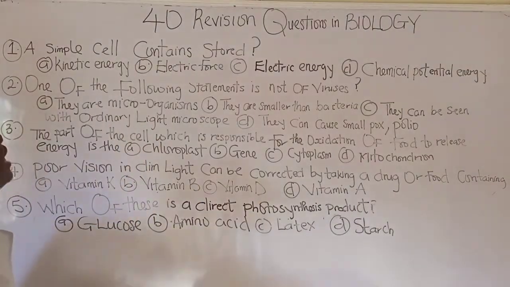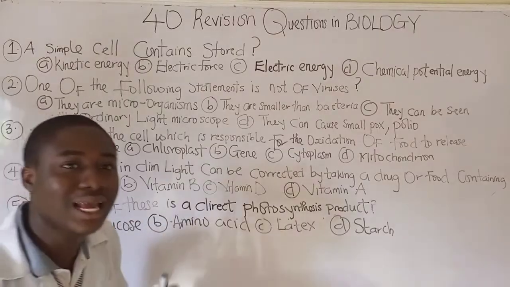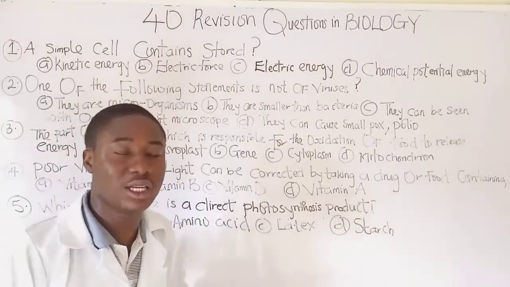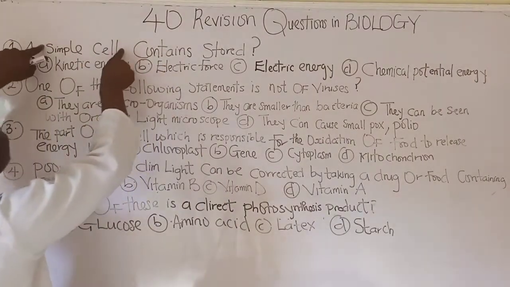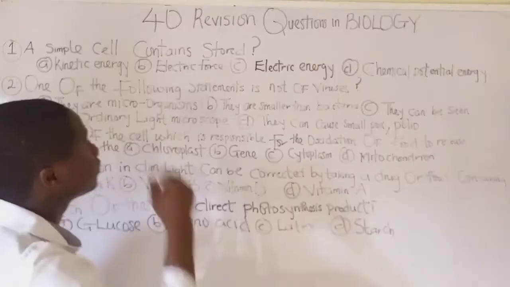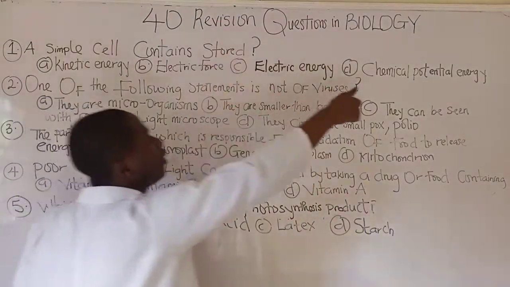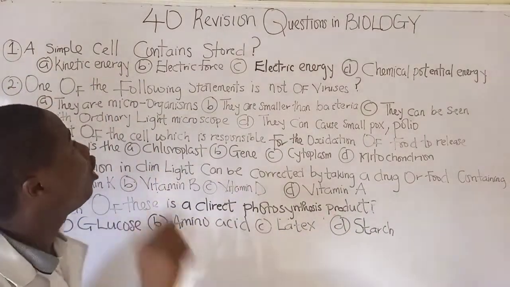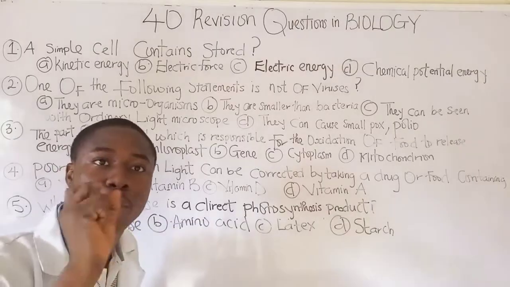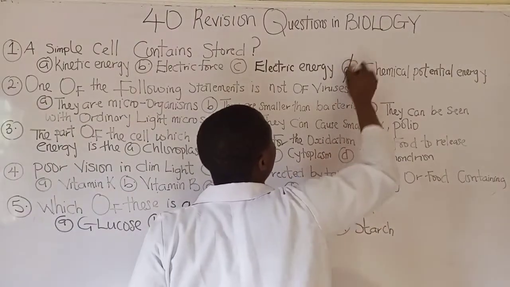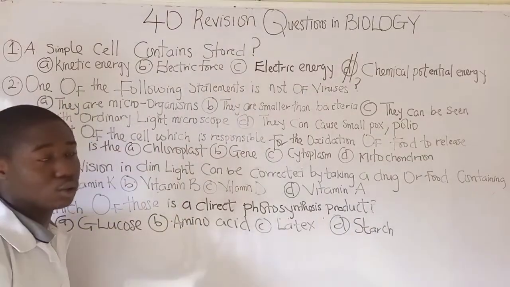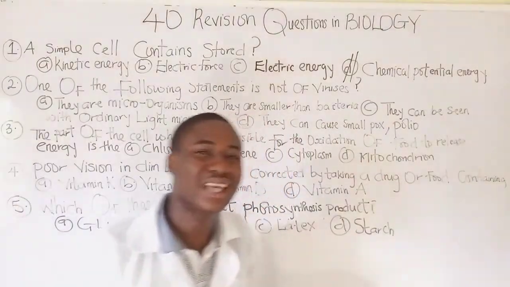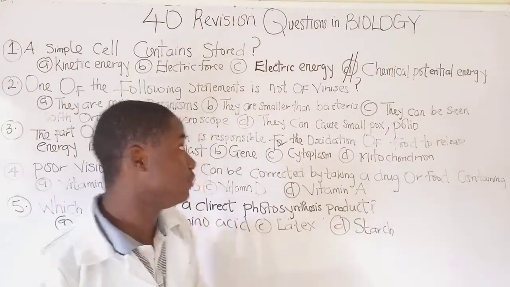It must be noted that a simple cell is like saying a unicellular cell, that is a single cell organism. A simple cell or unicellular organism basically contains stored chemical potential energy. This is the answer to the question. It is not electrical force, electrical energy, nor kinetic energy. The answer is chemical potential energy.